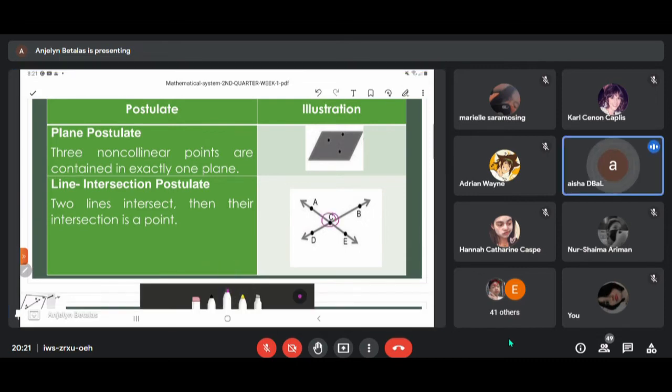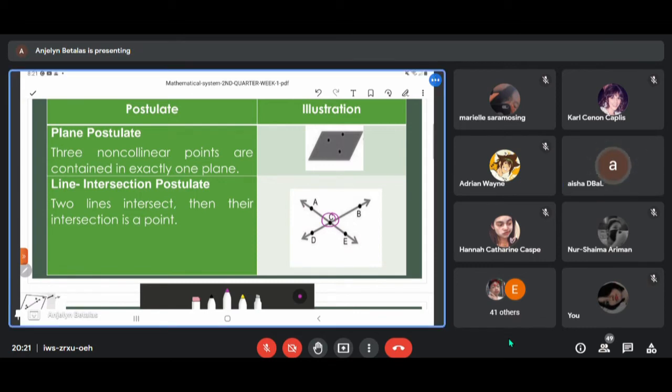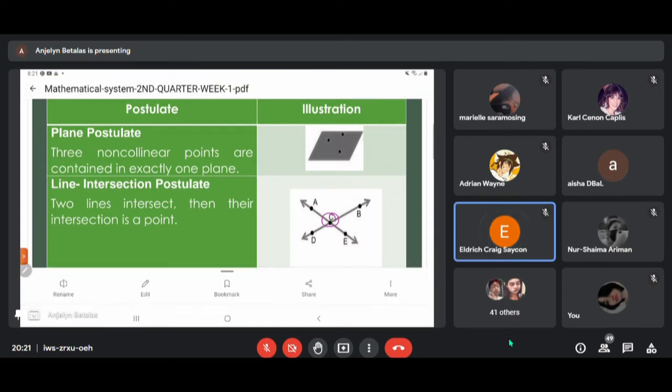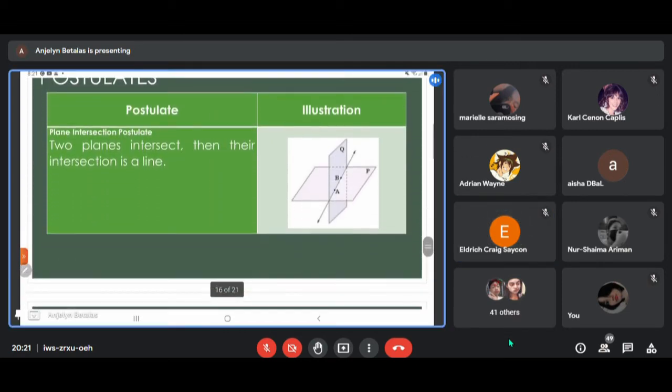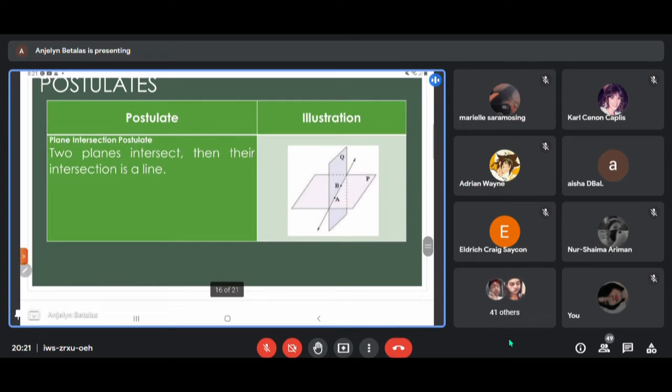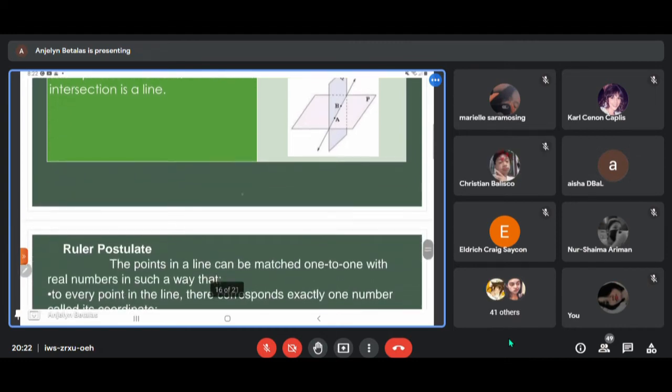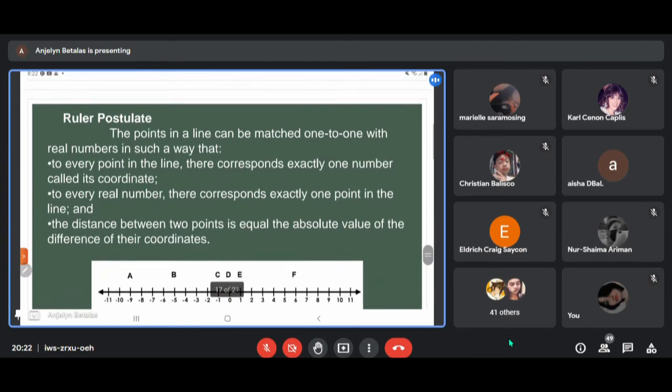For example, line AE and line BD. Their intersection is point what? C. Okay, correct. Another postulate is the plane intersection postulate. If two planes intersect, then their intersection is a line. So if two planes intersect, their intersection is a line. Okay? Next is the ruler postulate.